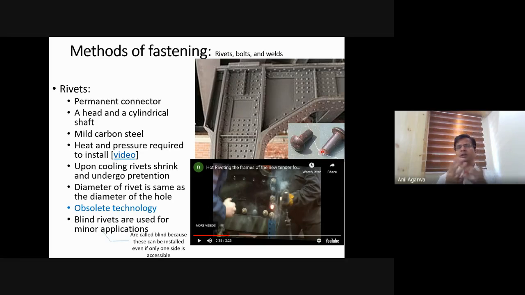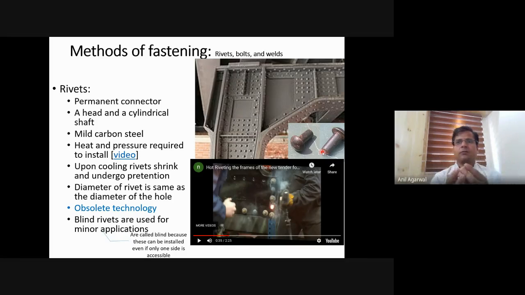Rivets are made of mild steel, mild carbon steel. They cannot be very high strength steel, because if the rivet is made of very high strength steel, it will be very difficult to deform it into the desired shape. You are supposed to completely alter the shape of the rivet. So first you heat it so that it becomes malleable, and then you hammer it under a very high pressure so that it deforms into the desired shape.